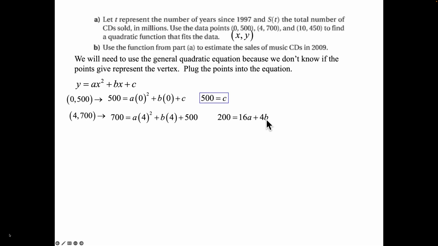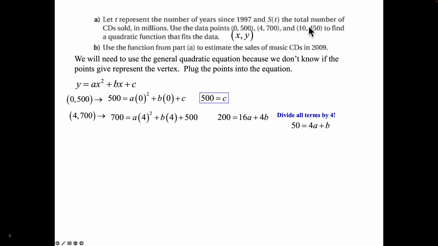Now, whoops, wait a minute. Before we go any further, notice that all these numbers are divisible by 4. So when you have a chance to make numbers smaller, divide everybody by 4. 200 divided by 4, 50. 16 divided by 4, 4a. 4b divided by 4, 1b. Smaller numbers will be easier to work with.